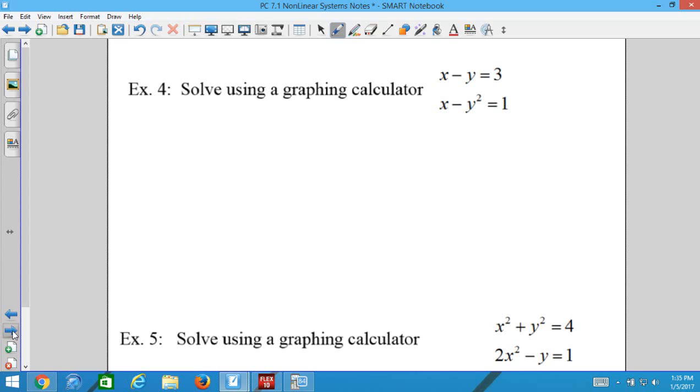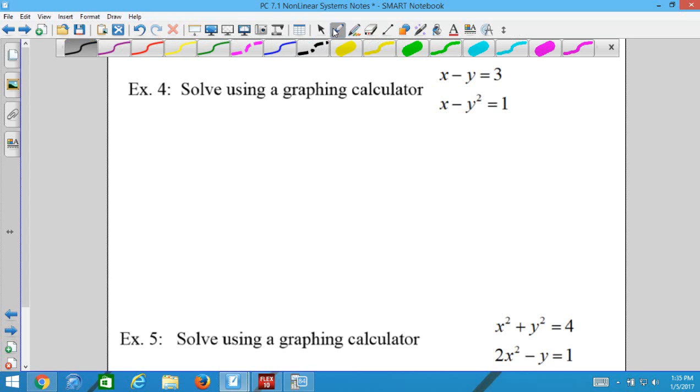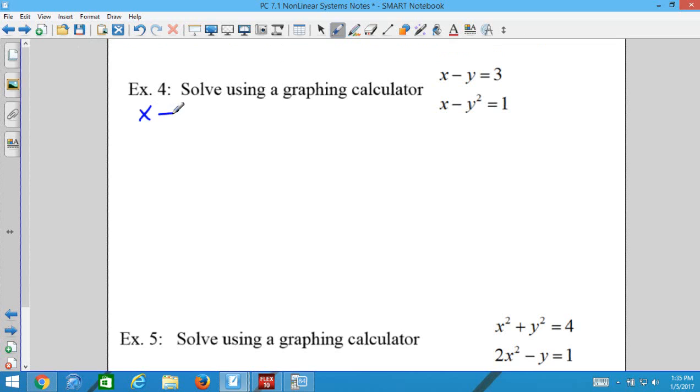Example 4, solve using a graphing calculator. I cannot type in x minus y equals 3 in the calculator. What do I have to type in instead? I have to make it y equals, and I'll just call it y1 because that's what it says on the calculator. If I move the y over and I move the 3 back, I get x minus 3. So there's my y1.